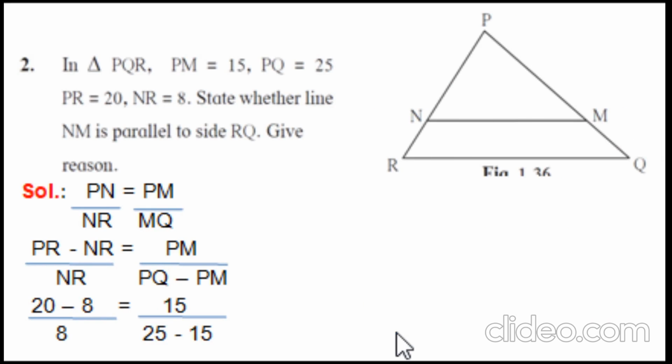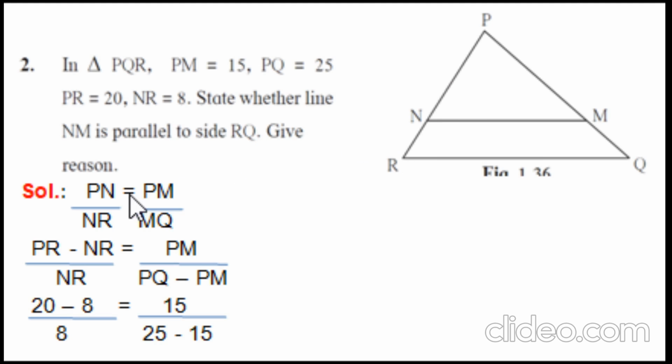Then question number 2 is given. In triangle PQR, this is your triangle PQR. PM is 15, PQ is 25, PR is 20, and NR is 8. State whether the line NM is parallel to side RQ and give reason. So we have to find out whether this given line NM is parallel to line QR. Now, here we are using the converse of basic proportionality theorem.